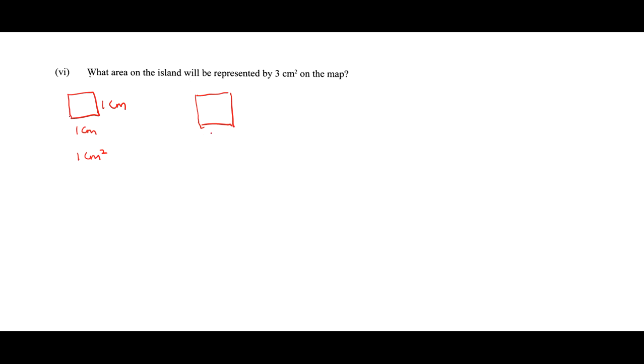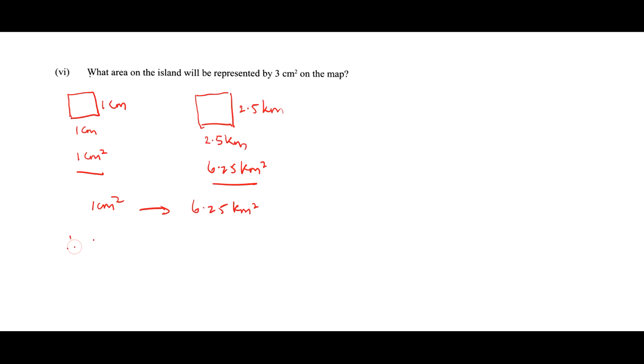1 cm we know is represented by 2.5 kilometers, right? So this will be 2.5 km by 2.5 km, which is really 6.25 kilometers squared. All I did, I took 2.5 multiplied by 2.5 and we got 6.25. So therefore in terms of area, we are saying that 1 cm squared is equal to 6.25 kilometers squared. And so 1 cm squared on the map is equal to 6.25 kilometers squared.